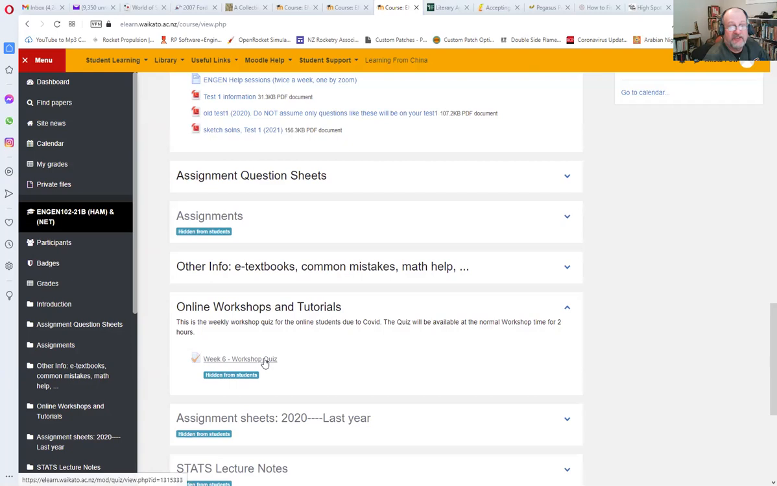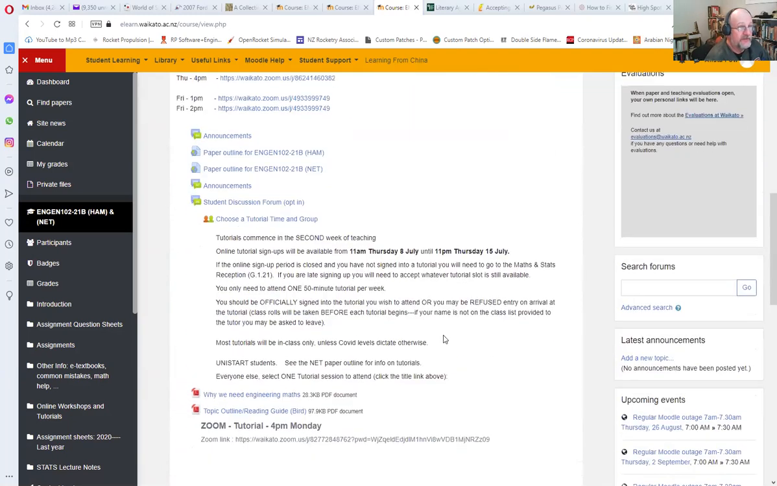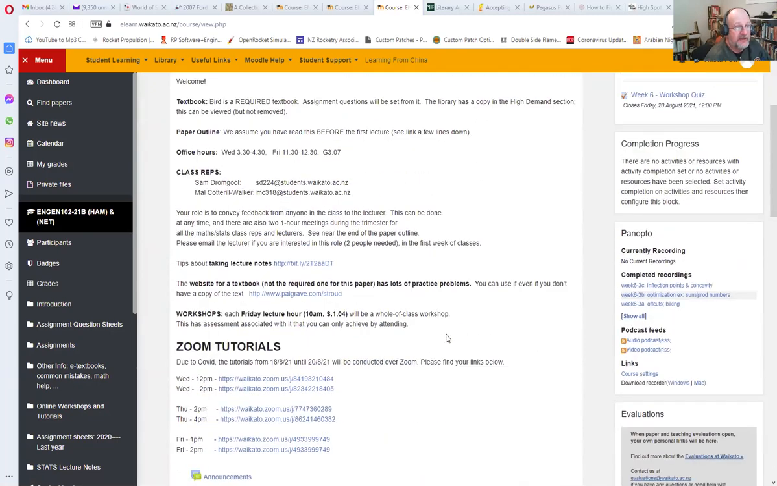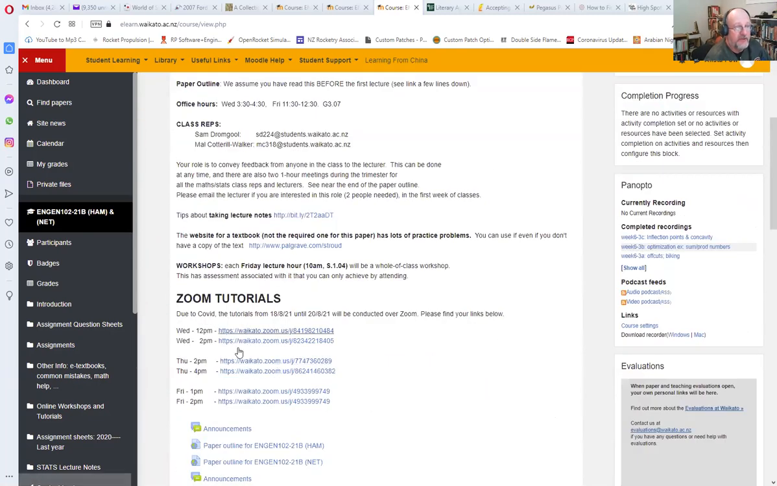It's Workshop 6. That'll be open from about 10 AM tomorrow morning when you're meant to be doing your class. It will be open for 2 hours. And just like an ordinary workshop problem, there will be 5 questions and you have to get 3 of them right for full marks. For those who haven't done their tutorials yet, there's tutorial access through those Zoom sites there.